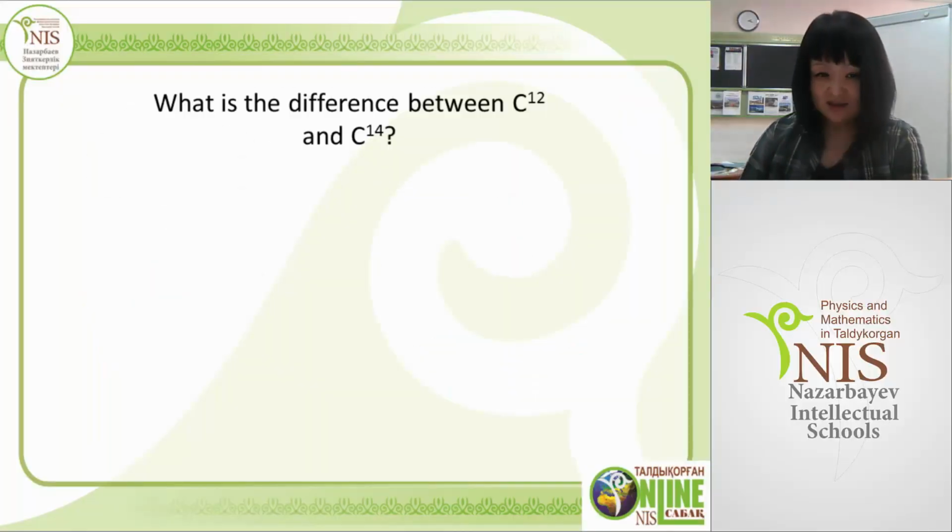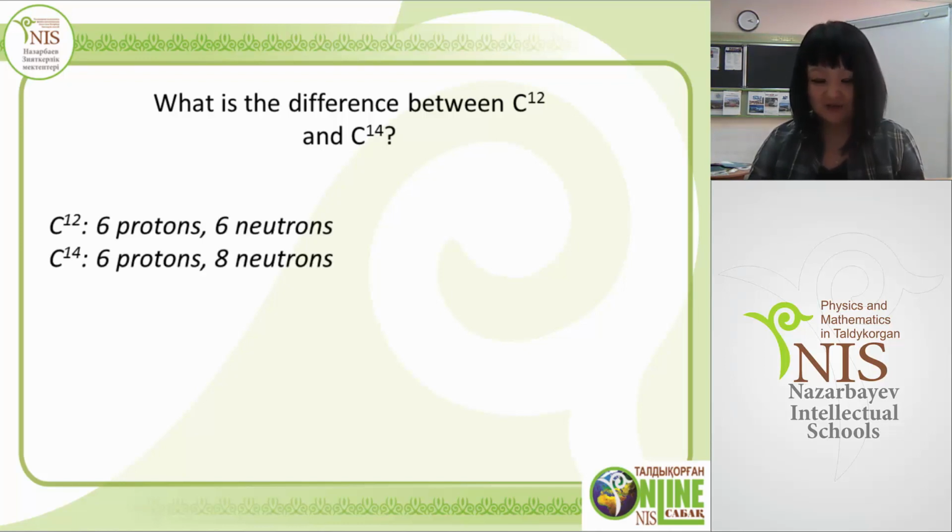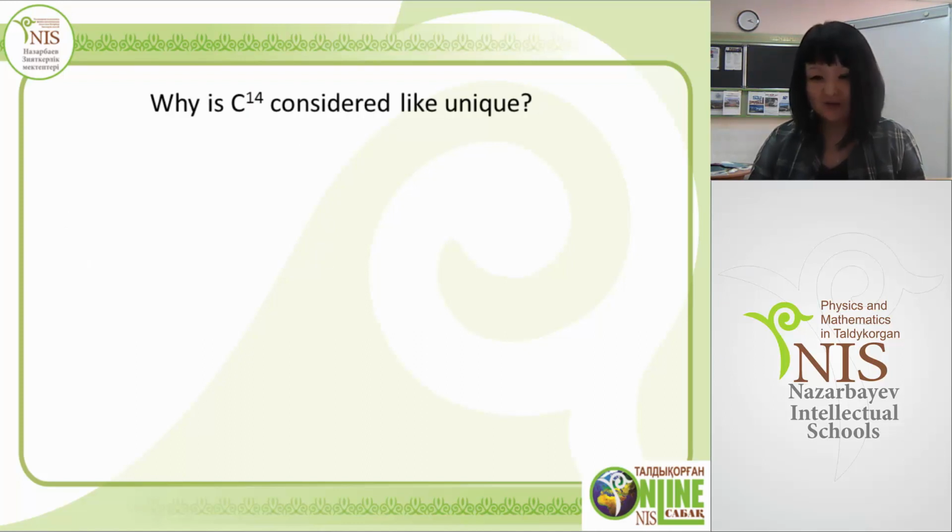Okay, so and the next question, what is the difference between carbon-12 and carbon-14? The answer was very clearly pronounced. You see, carbon-12 has 6 protons and 6 neutrons. Carbon-14 has 6 protons and 8 neutrons. And the next question, why is the carbon-14 considered unique? Do you remember? Yes, you are right. Because it is unstable.